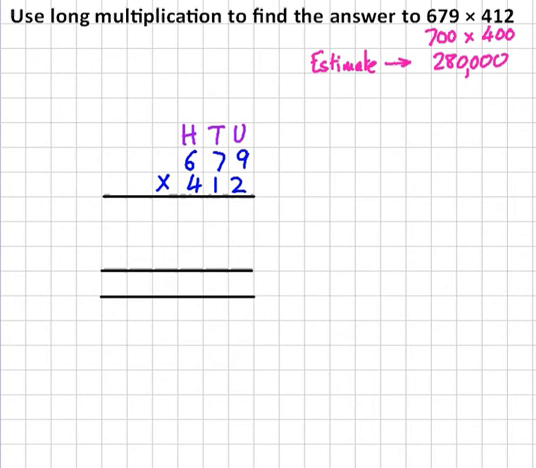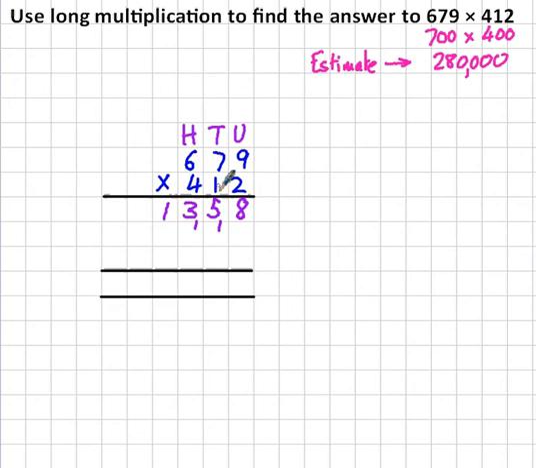Okay, we can begin. So 2 times 9 is 18. I'll write the 1 there and the 8 there. 2 times 7 is 14. Add the 1 that I'm carrying is 15. Again, I'm going to write the 5 there and carry the 1 down there. And 2 times 6 is 12, plus the 1 that I'm carrying is 13.